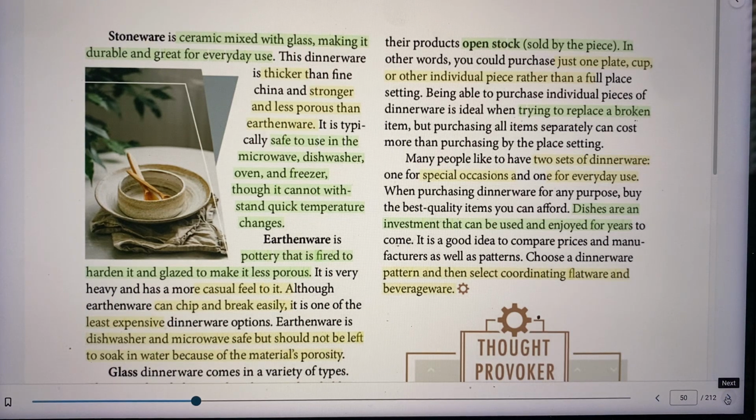And it can go in the freezer, though it can't take a quick temperature change. If you put it in the freezer and then stick it in hot water, you may have a problem with it. Otherwise it's pretty hardy. So that's stoneware. You'll notice what stoneware looks like there.